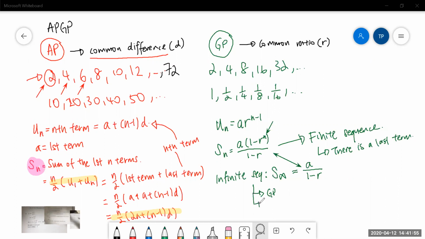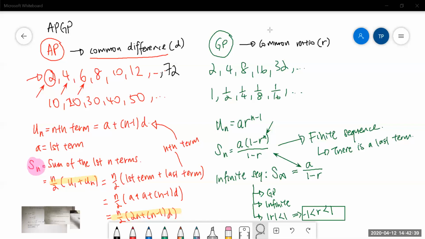Secondly, it must be infinite. Thirdly, the mod R must be less than 1. What do I mean by mod R must be less than 1? It means R, the common ratio, must be between -1 and 1. Very, very important. The mod R must be between 1 and -1, 100%, in order to use this sum to infinity formula.